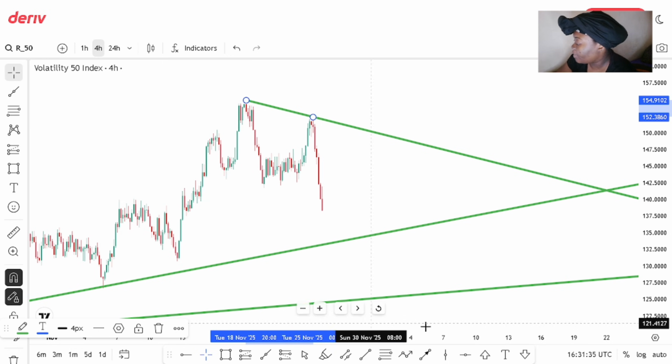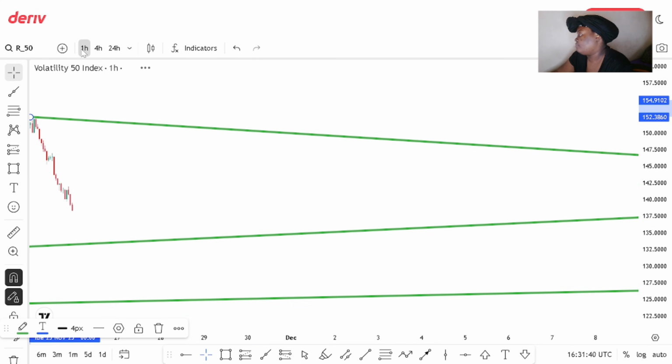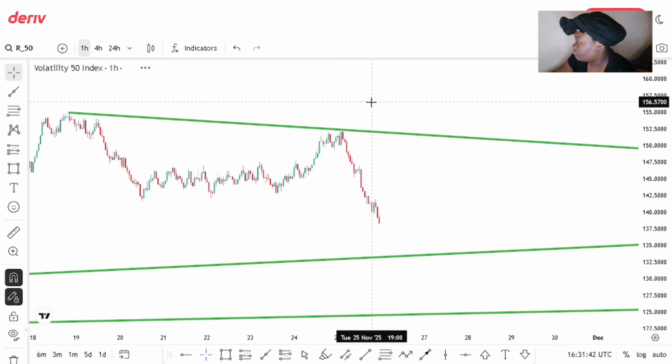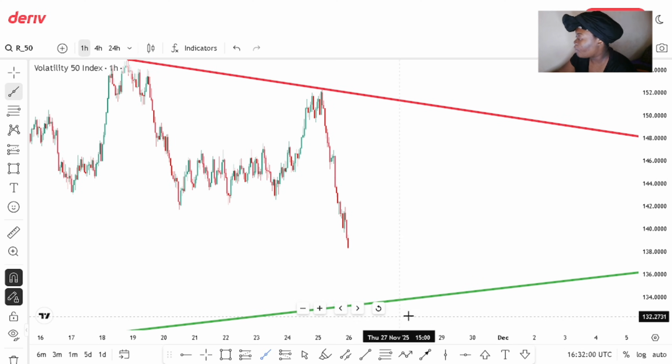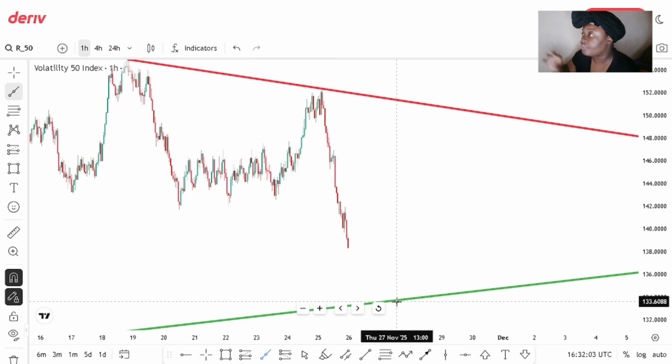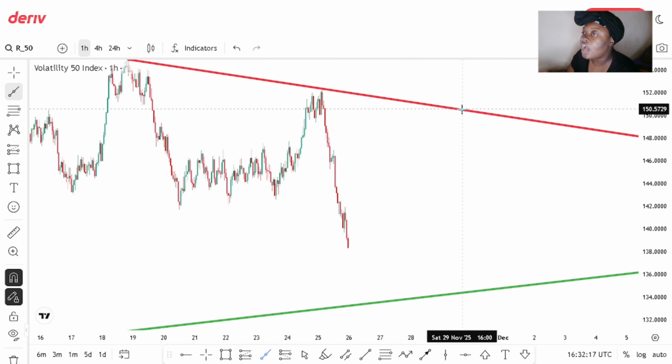Alright, so I'm not really seeing much structure on the 4-hour time frame, so I'm going to go down to the 1-hour time frame. On the 1-hour time frame, as the market is heading down towards this green trend line, the higher time frame green trend line that I marked out, let me repeat that again. As the market progresses towards that green trend line, as long as it doesn't break the red trend line, I am fine to continue looking for shorts. As long as it doesn't break that trend line.